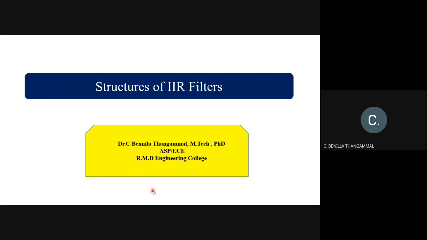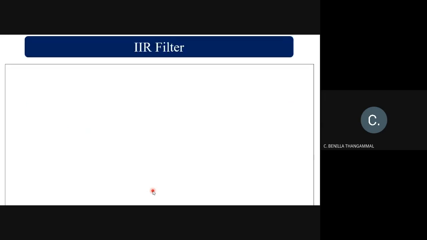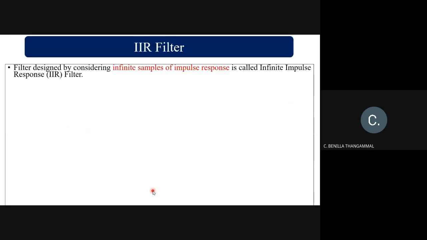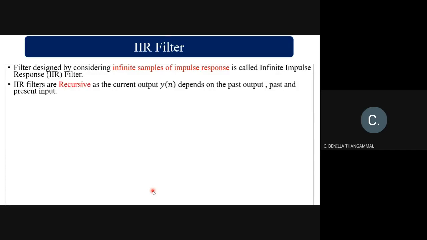Hi students, today we can see structures of IIR filters. An IIR filter, a filter designed by considering infinite samples of impulse response, is called an infinite impulse response filter. IIR filters are recursive, as the current output y of n depends on the past outputs, and the present and past inputs.